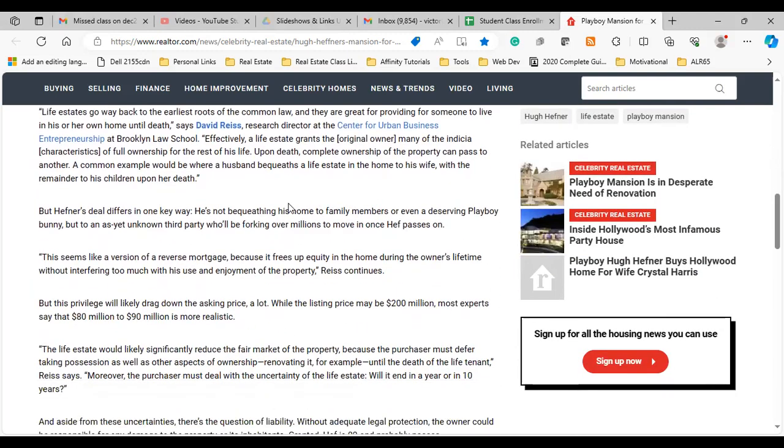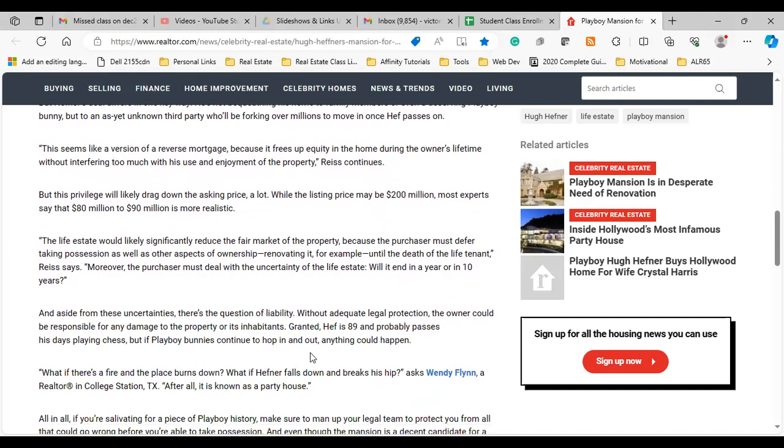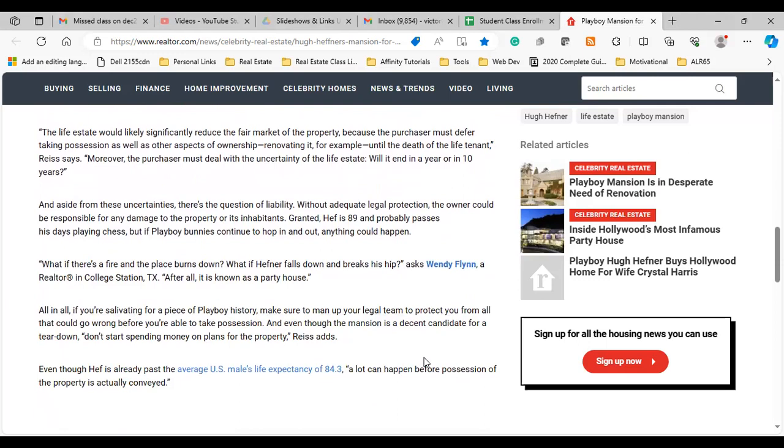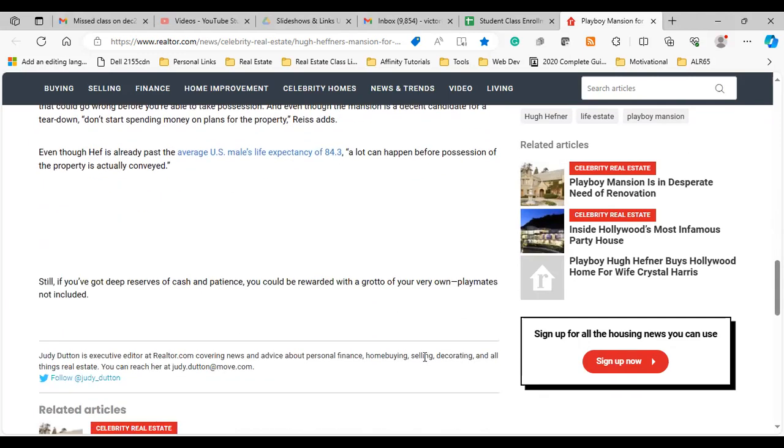All right. And this just goes on to say how these arrangements are old as the hills themselves. You know, the life estates, those kinds of things have been around for a long time. So even though that $200 million was the asking price, they said it would probably sell around 80 or 90 million. I think he sold it for just shy of 100 million. So it was in the 90s, $90 million range.